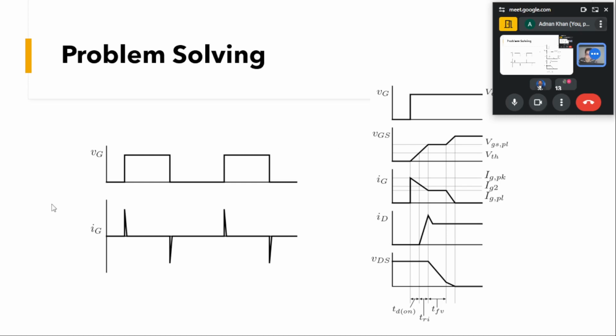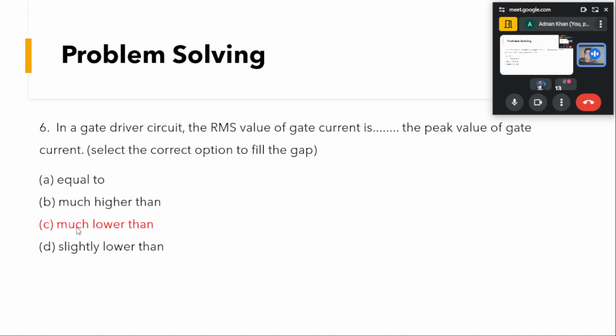If you assume it as a peaky current, it will have some peak value and come back to zero at turn on and turn off times. If you calculate the RMS value of this, just by looking at it you can see it is much lower than the peak of the current, because for most of the time the current is zero, and it is at peak value for a small fraction of the time. As such, the correct option for the sixth is that the RMS value of the gate current will be much lower than the peak value of the gate current.